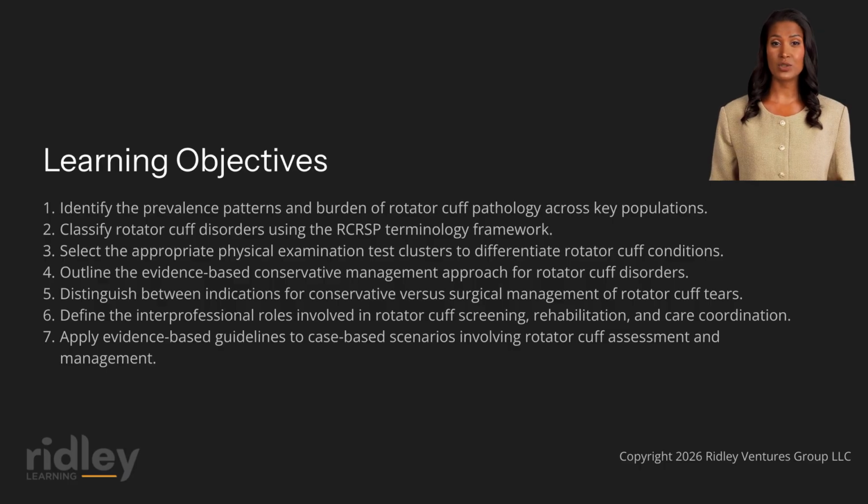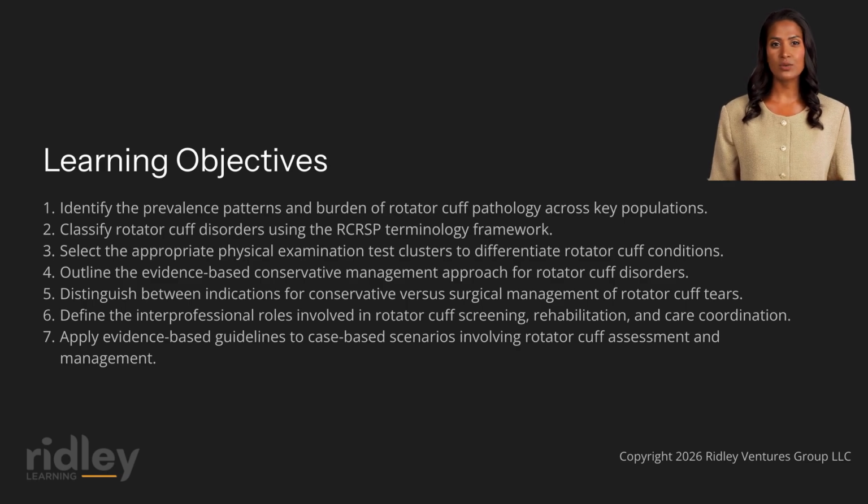Upon completion of this course, you'll be able to accomplish the following objectives. First, identify the prevalence patterns and burden of rotator cuff pathology across key populations. Second, classify rotator cuff disorders using the RCRSP terminology framework. Third, select the appropriate physical examination test clusters to differentiate rotator cuff conditions. Fourth, outline the evidence-based conservative management approach for rotator cuff disorders.